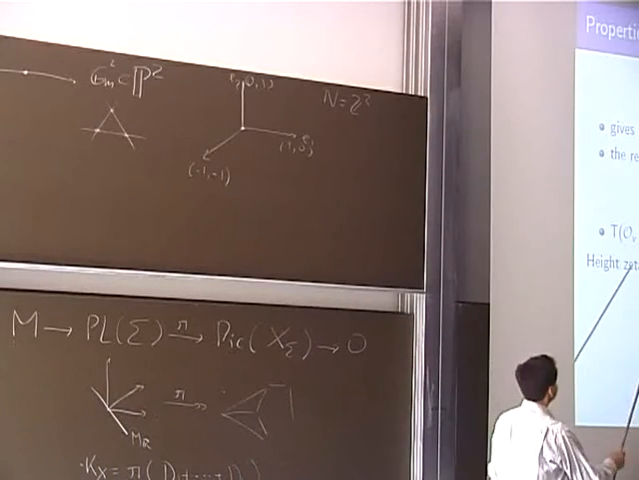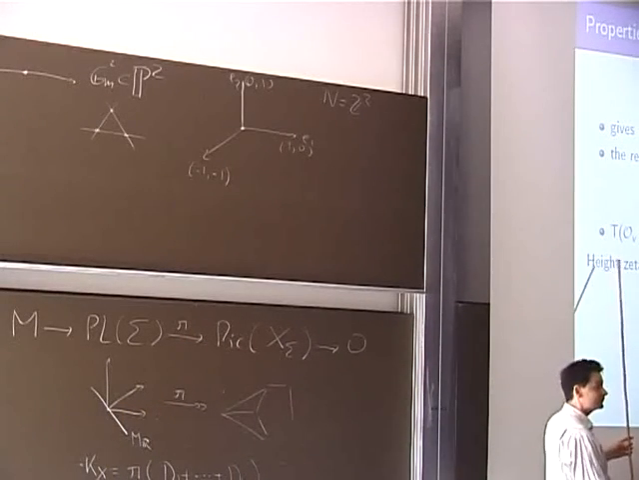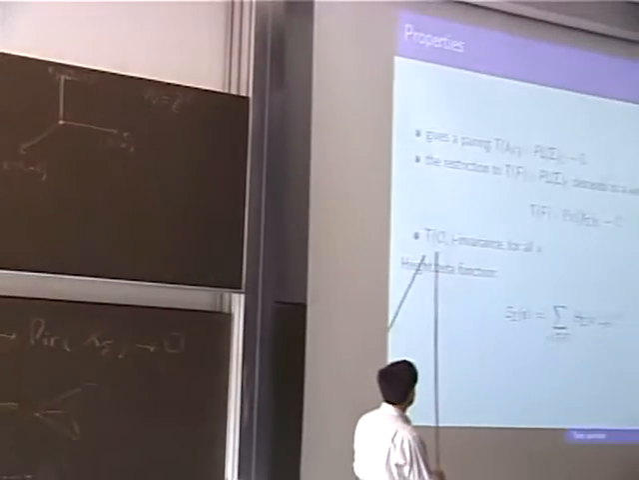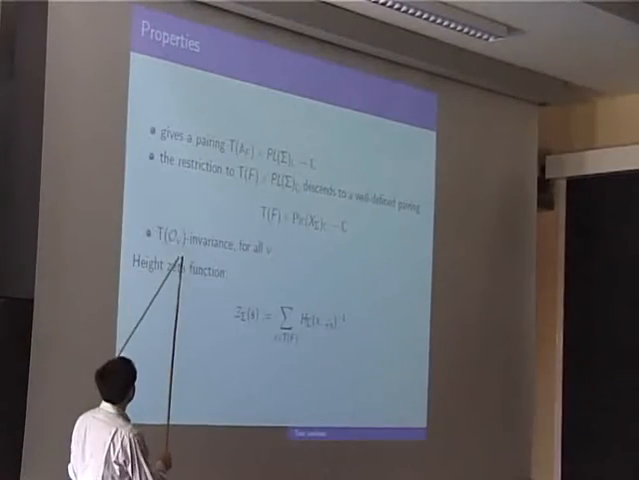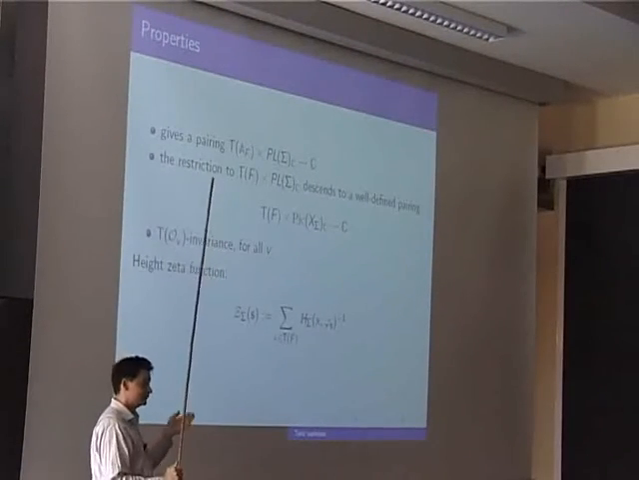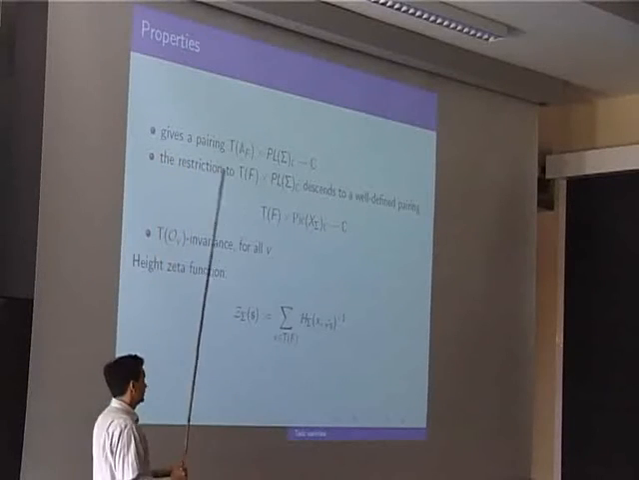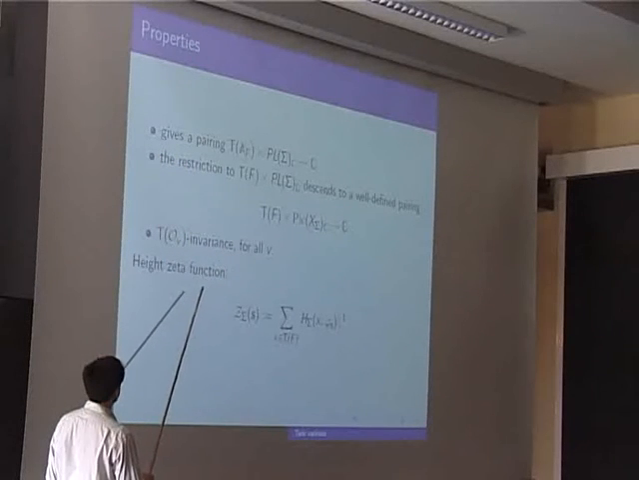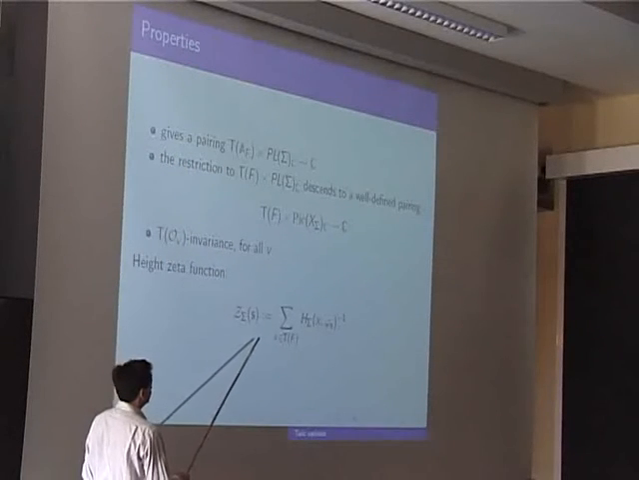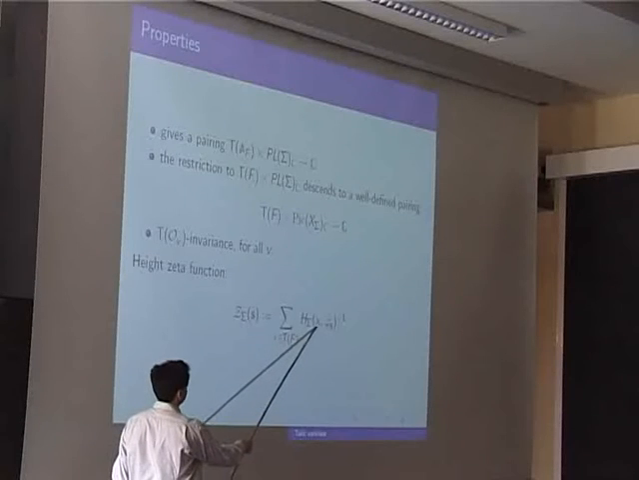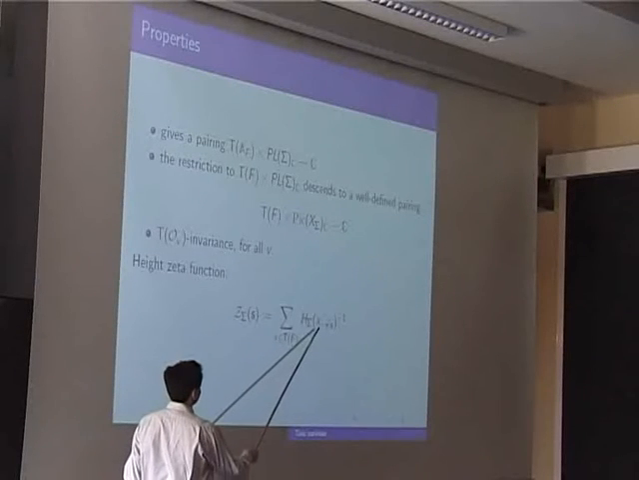Now that we have the height in place, we can immediately observe that just by the very definition, it's T(O_v)-invariant. So that's how we put it. We look at T(F_v) modulo T(O_v) and map it into N_v, and that's what we have. And then we have this zeta function, the sum over all rational points of our height.